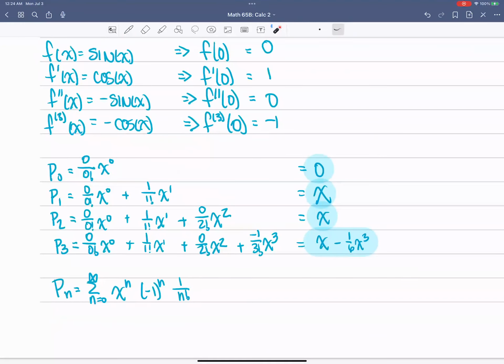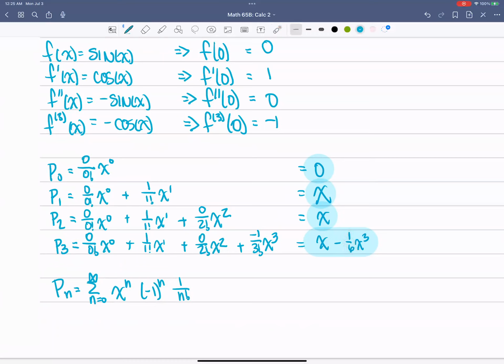But here we have our 0 factorial, that one doesn't count. Here we have, it looks like 1 over 1 factorial for these two. So 1 over 1 factorial. And then we jump over to 1 over 3 factorial.